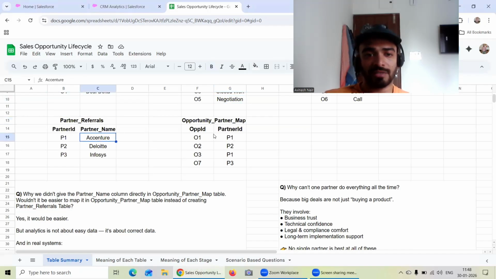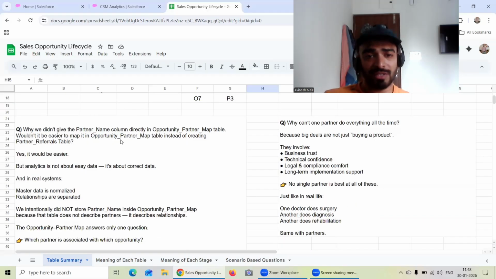Now, one question you might have is, hey, Avinash, you created this different table called partner reference, which is showing different partners. But here also I have the partner ID. Maybe you could have given the names over here. For example, here I could have just written partner name. I could have written Accenture, then Deloitte, Accenture, Infosys. Why didn't you do that? Why did you create a separate table? This can be a very common and definitely sensible question.